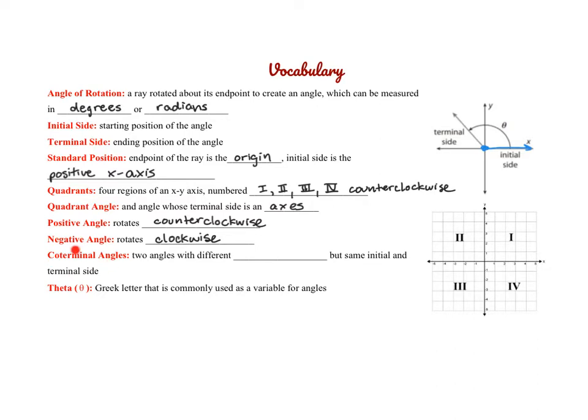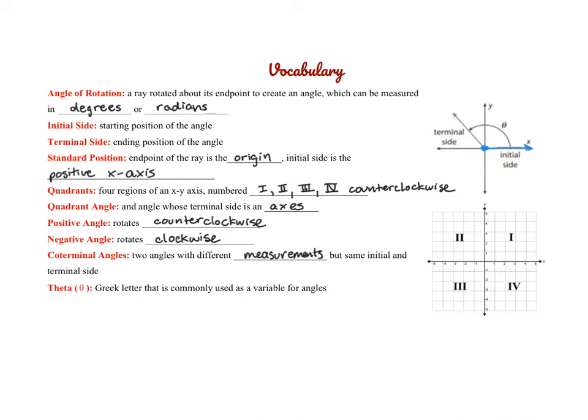Coterminal angles, something we'll be using today, are two angles that have different measurements, but they have the same initial and terminal side. So it looks like they are falling in exactly the same spot, but their angle measurements are different. So we'll talk about how you can find those today.